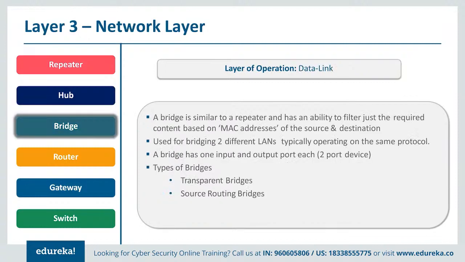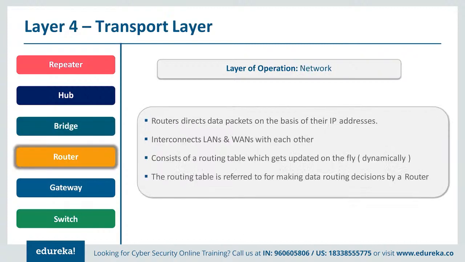Bridge is similar to the repeater and has the ability to filter and forward content based on the MAC address. Router, it's a very important thing. It works on layer 3 and it is an intelligent device wherein it can make communication between two different networks. The switches, hubs, and repeaters work on a single network, single subnet. They cannot communicate between networks. But the router, it's an intelligent one. It can communicate between multiple networks and also can route traffic between multiple networks.